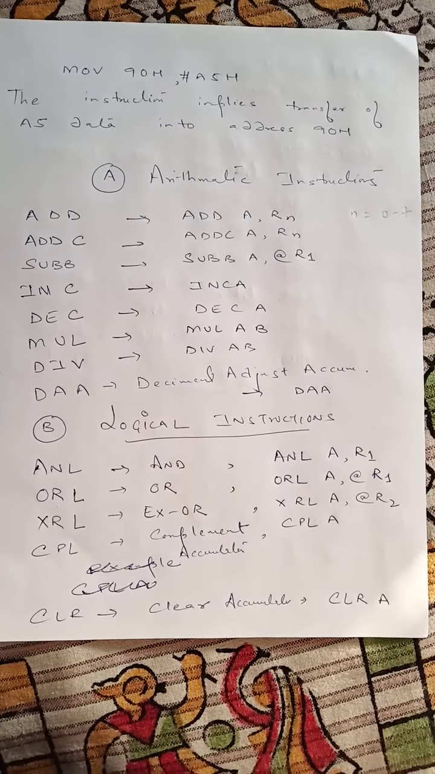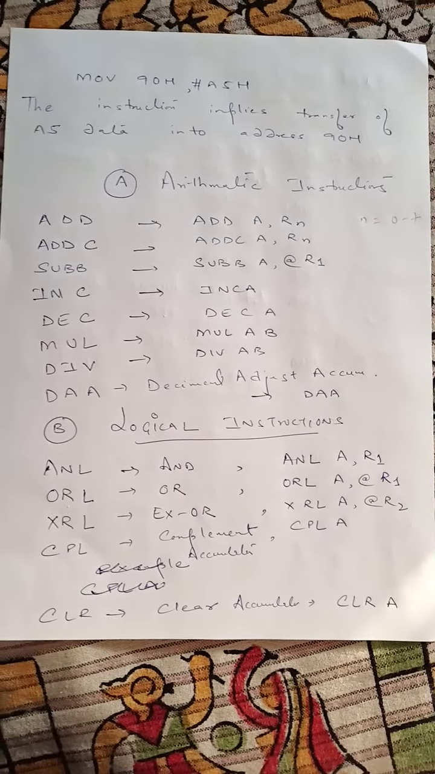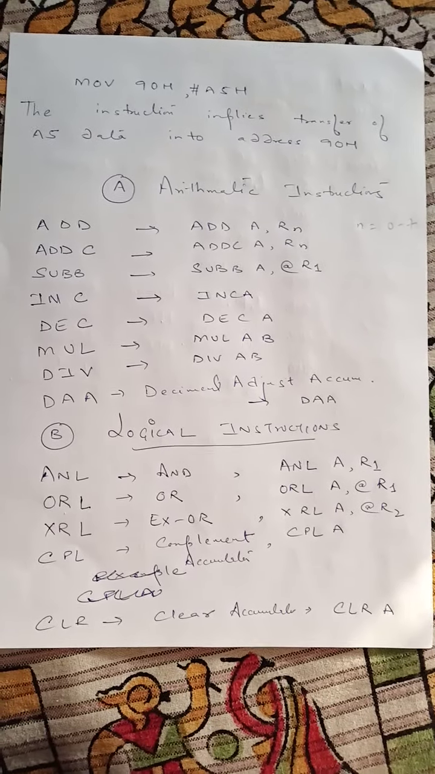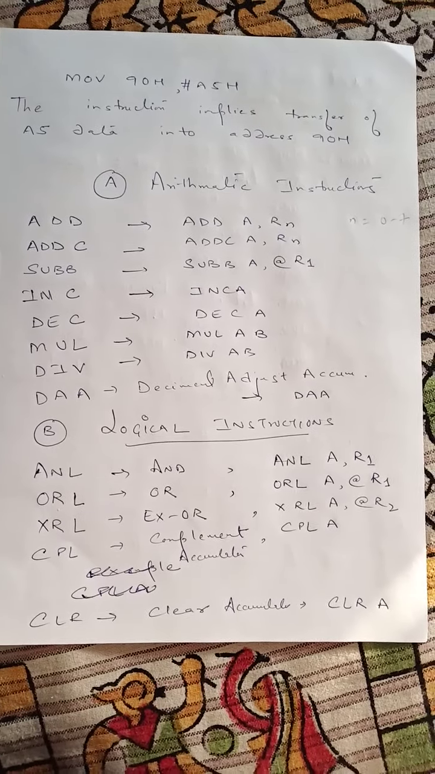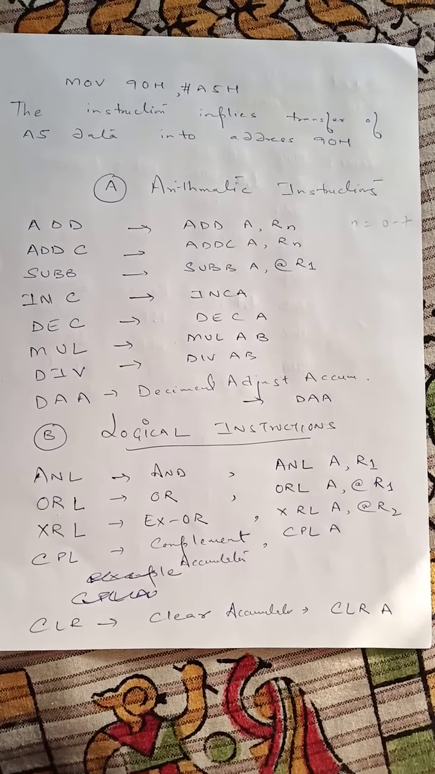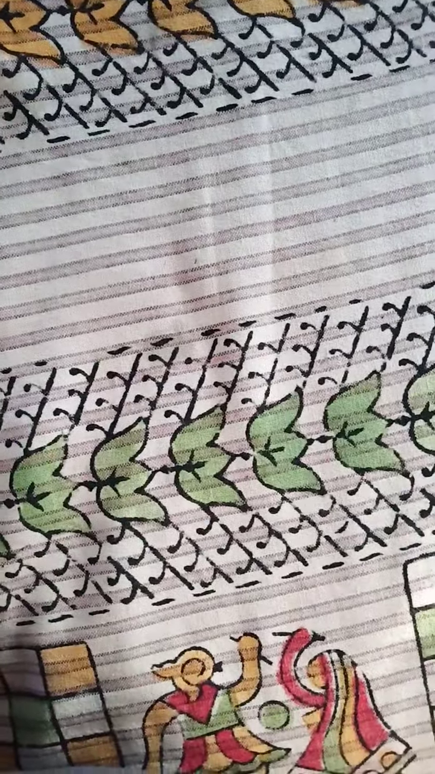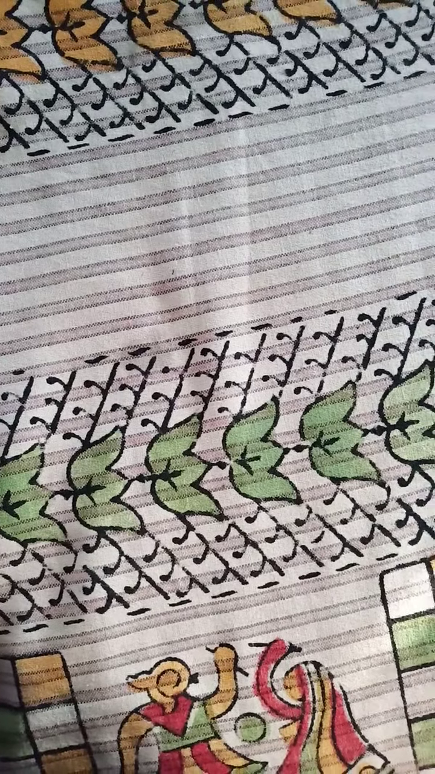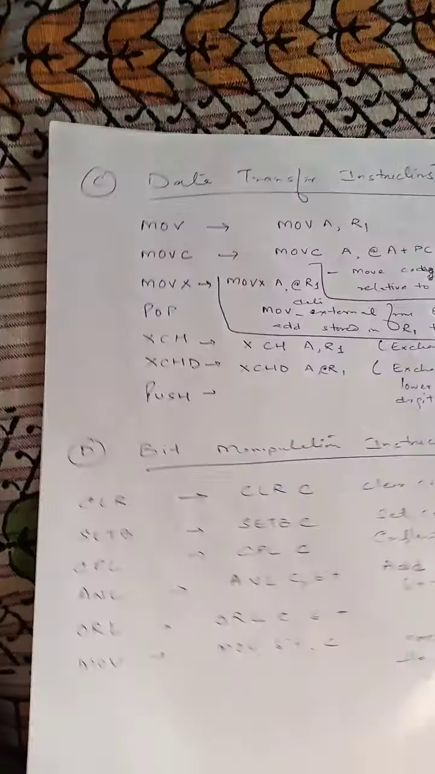The second set of instructions is the logical instructions. When we talk about logical instructions, it means gates: AND gate, OR gate, XOR gate. So ANDL A, R1, again R0 to R7 depending upon the register bank, where you want to do a bitwise AND of two registers. You can also OR, XOR, complement the accumulator, or clear A. These are the logical instructions of 8051.